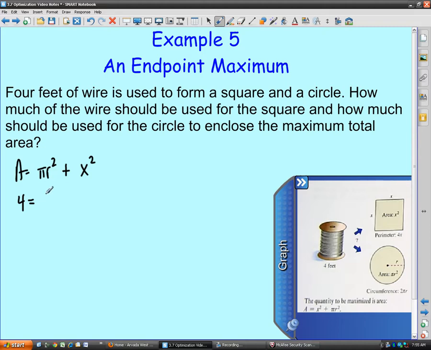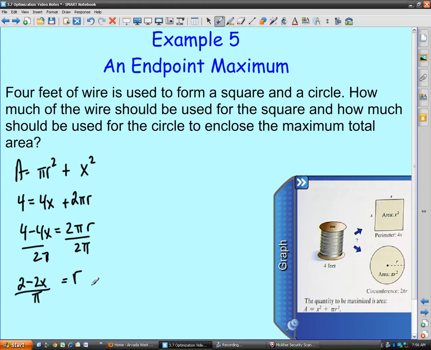And so if I was to solve this for r, to try to make my life a little bit easier to get it in terms of x, let's see. Well, I'd have 4 minus 4x equals 2 pi r, and then if I divided by 2 pi across the equal sign, I would end up with r being something like 2 minus 2x over pi. And so that's what I'm going to replace my r with in my primary equation. And so if I replace my r with that, my area, all in terms of x, is really going to be, well, the pi's will cancel out, which makes it kind of nice.